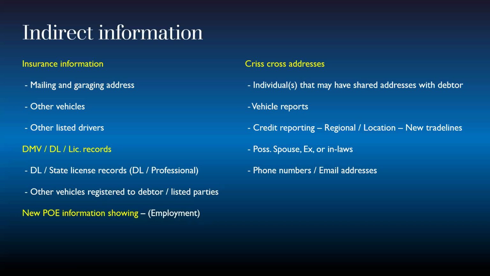Now, indirect information. As a repo agent, you will need to try to push back on your lenders to get any and all information, such as insurance. We do not have access to it, the lenders do. So look for mailing and garaging locations on the insurance. Their mailing address may be different from the garaging address. Always double check that. On the insurance, look for any other vehicles. If you're chasing a specialty unit, look for their other vehicles on there. Garaging information is also important because they may list the storage unit they're keeping the RV or specialty unit in. Or if it's a business, the garaging address may be different from the mailing address.